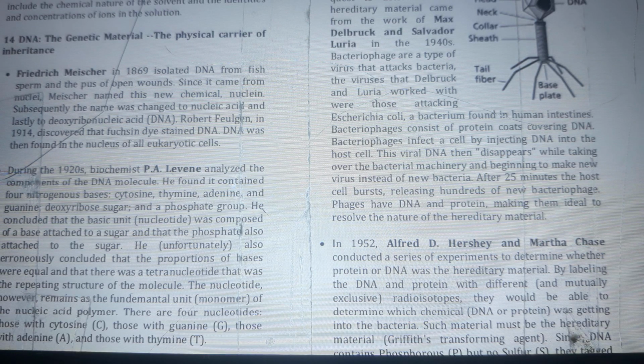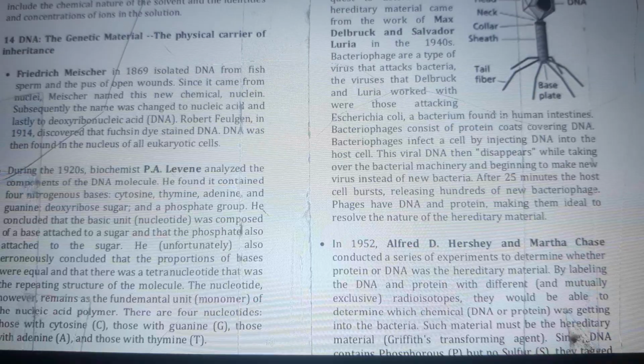Robert Feulgen in 1914 discovered that Feulgen-stained DNA was then found in the nucleus of all eukaryotic cells.